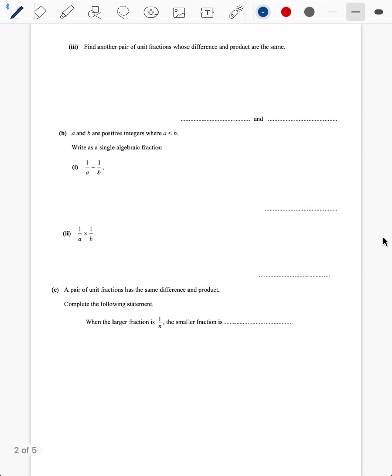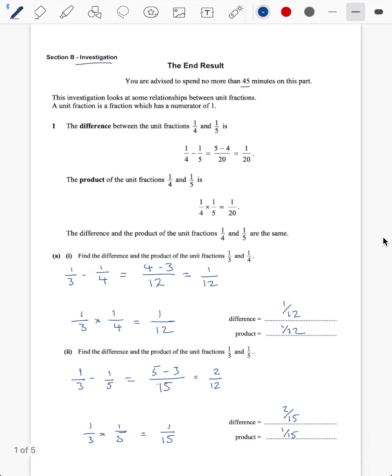Okay, over the page. Find another pair of unit fractions whose difference and product are the same. Well, let's go back and look at the ones where they were the same. So that was when it was 1 over 4 and 1 over 5, and it was also where it was 1 over 3 and 1 over 4. So what strikes me is that these are apart by 1 and these are apart by 2, and that seems to be the difference here.